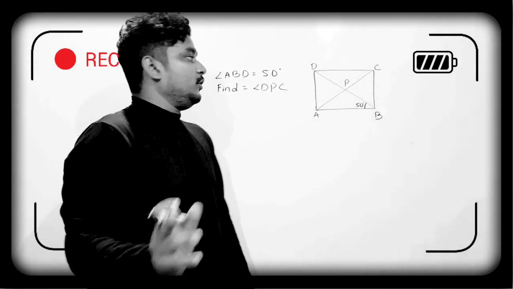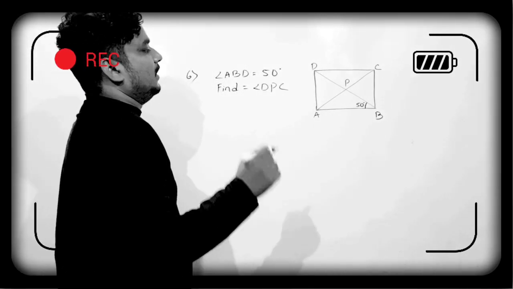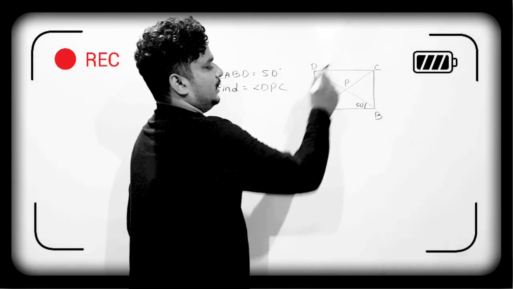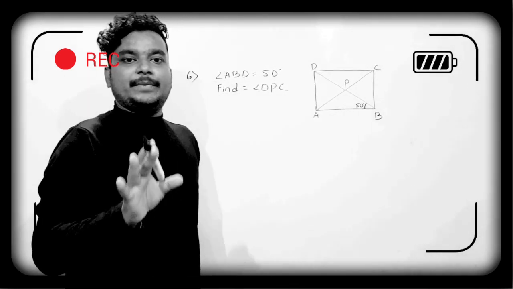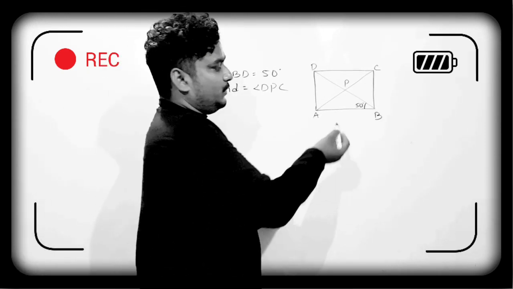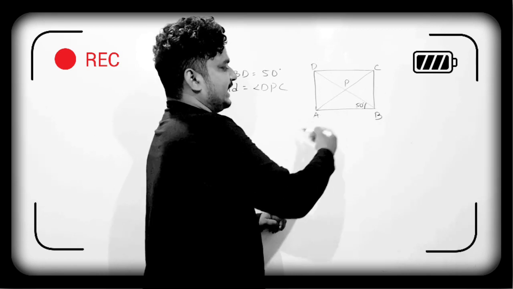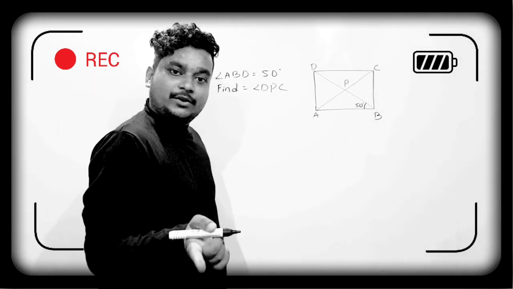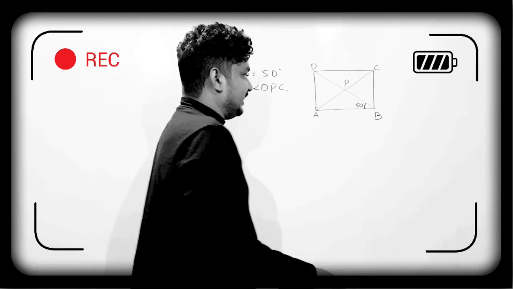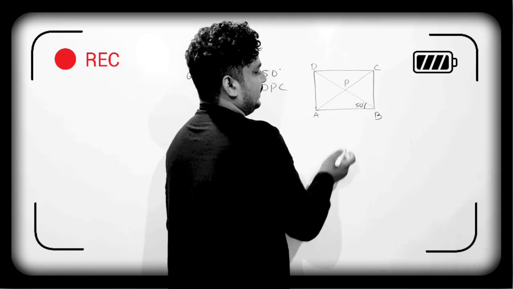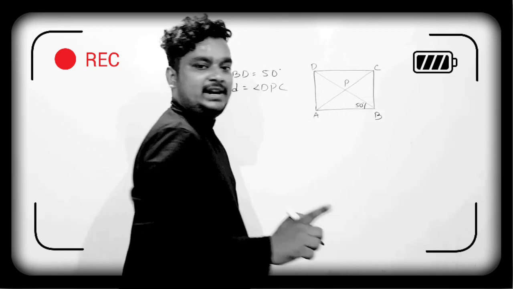So in order to find angle DPC, first of all, to solve this question we should know the properties of a rectangle. What are the properties of a rectangle? The diagonals of a rectangle bisect each other and both the diagonals are of equal length. That means when these diagonals bisect each other at point P, then the diagonals are divided equally.